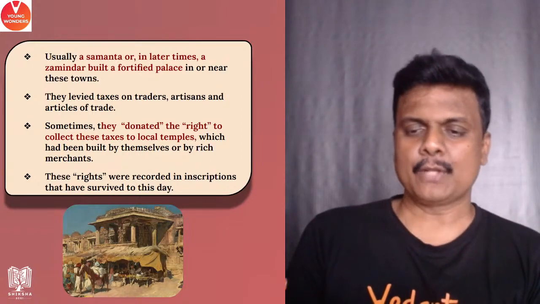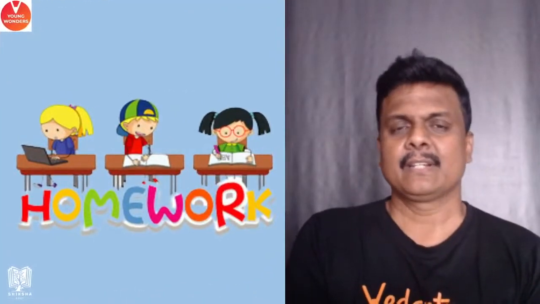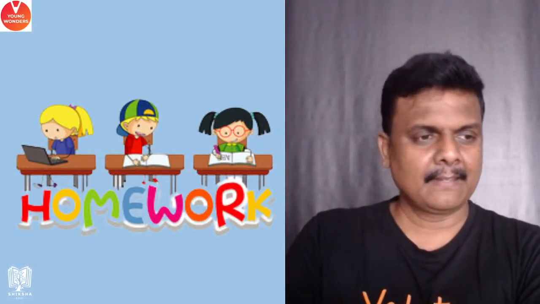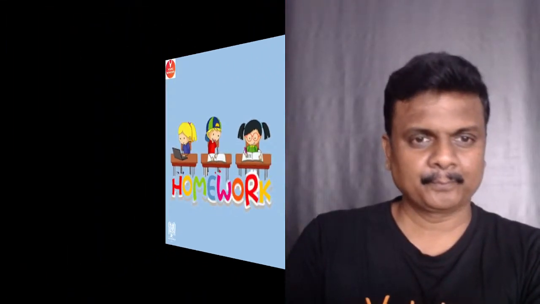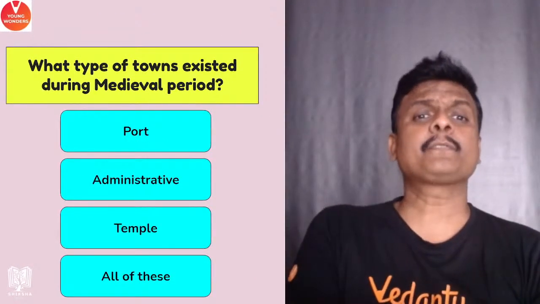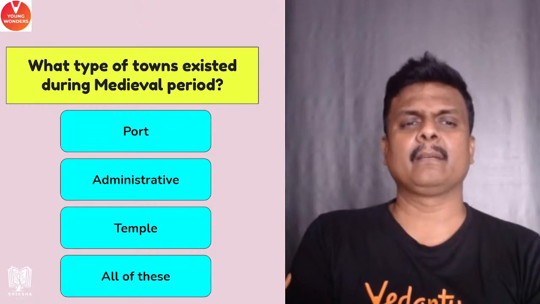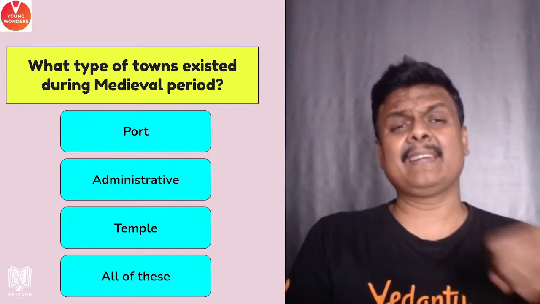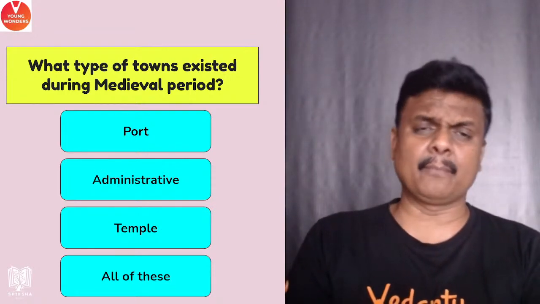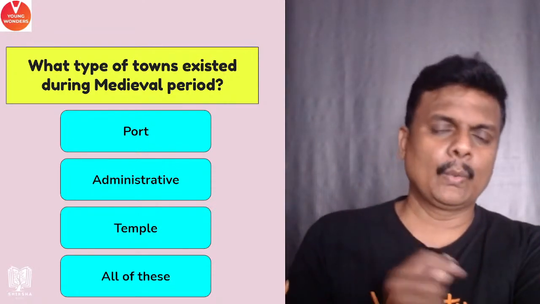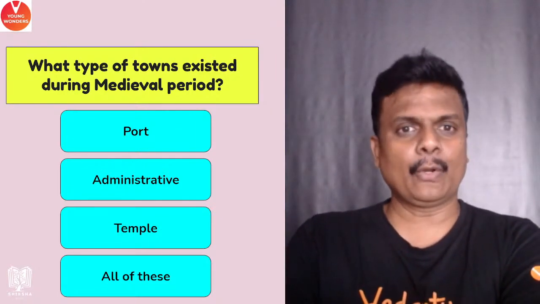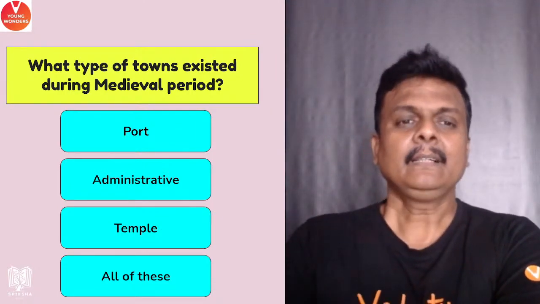Clear? Awesome. So that means time for homework. Ready? Here it is. What types of towns existed during the medieval period? There were ports, administrative towns, temple towns, or all of them. Guys, the first 3 to answer, I will take your names in the next session.